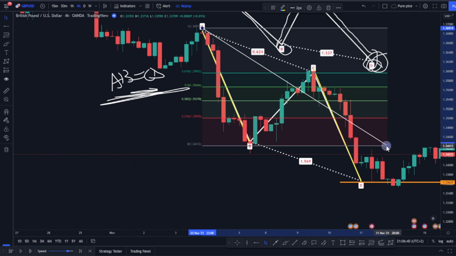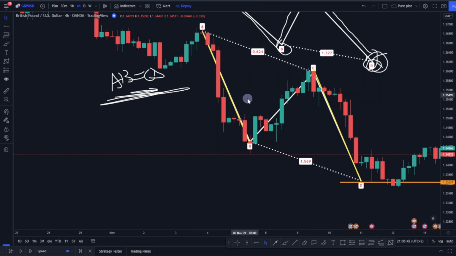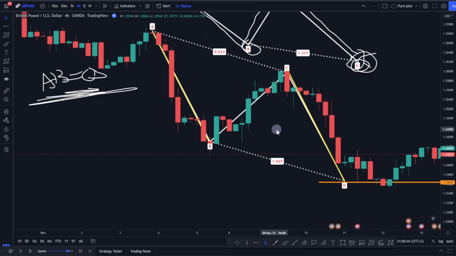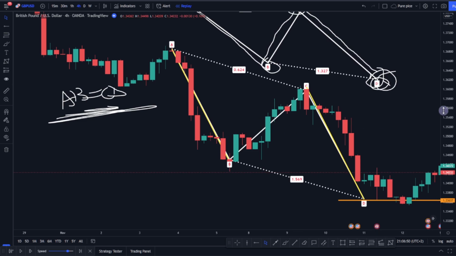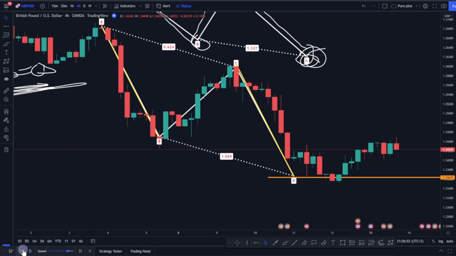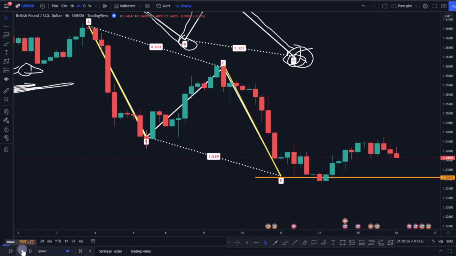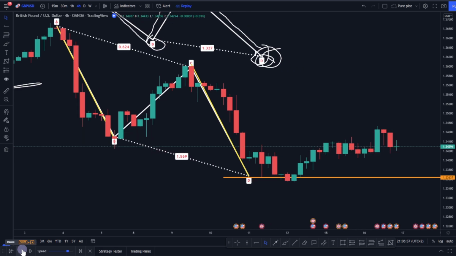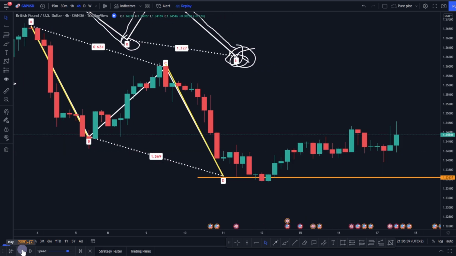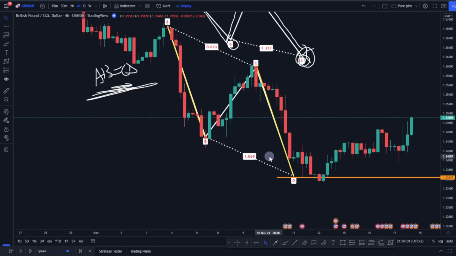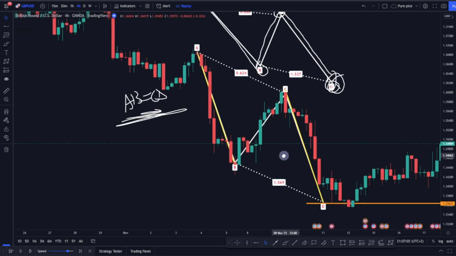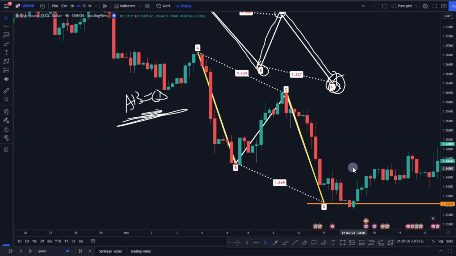But you don't have to use all the Fibonacci tools. Just using this pattern on its own and figuring out the length of AB, making sure that it's equal to CD, you can find your very good counter trend opportunities, as you can see the market moving up. So I hope this video was helpful, guys, in helping you figure out counter trend opportunities, or in helping you understand the ABCD pattern.